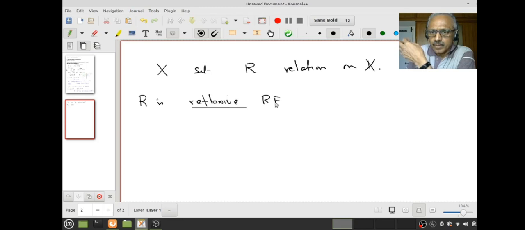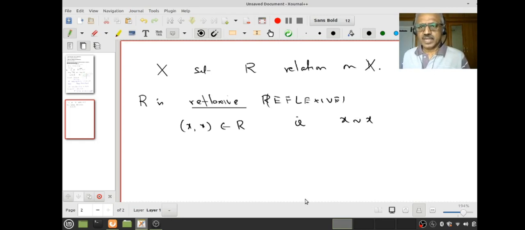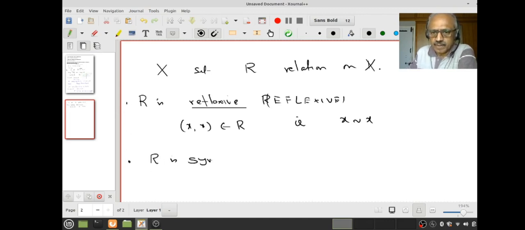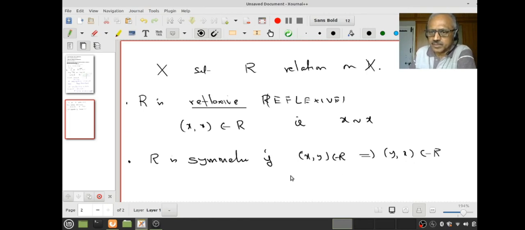Then this relation R is said to be reflexive. Reflexive, it just reflects, that is, if (X, X) belongs to R, which is the same as saying X is related to X itself. You follow that? So this is the first condition. And second, R is said to be symmetric if you tell me (X, Y) belongs to R, then this implies (Y, X) belongs to R. What does it mean? If you say X is related to Y, then I want to conclude Y is also related to X.